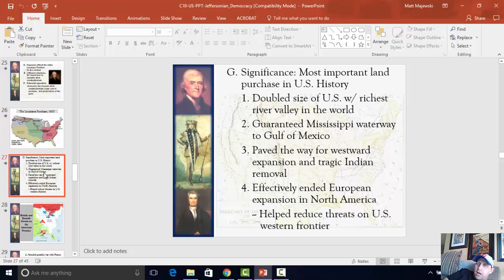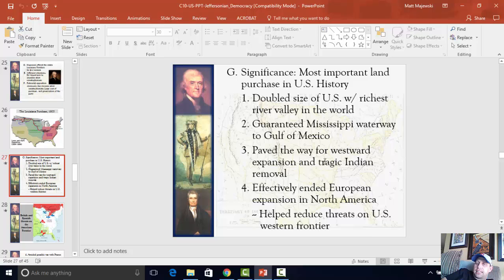It doubles the size of the U.S. It gives us the Mississippi River Valley and many other river valleys that your notes and the chapter guides talked about. It guaranteed us access to the entire Mississippi River. It's now our possession entirely, all the way to the Gulf of Mexico. It's going to pave the way for incredible westward expansion. Unfortunately, it also paves the way for the demise of many natives who are now going to be caught in the middle of the U.S. westward expansion with nowhere to go.